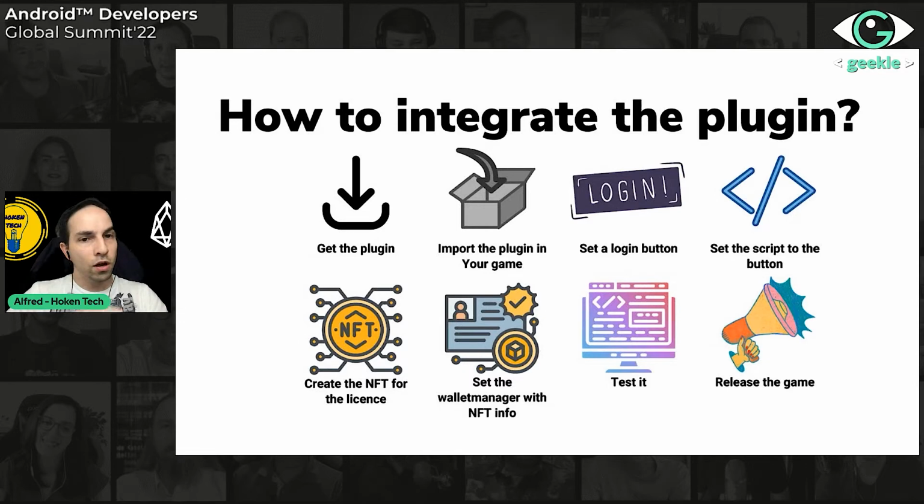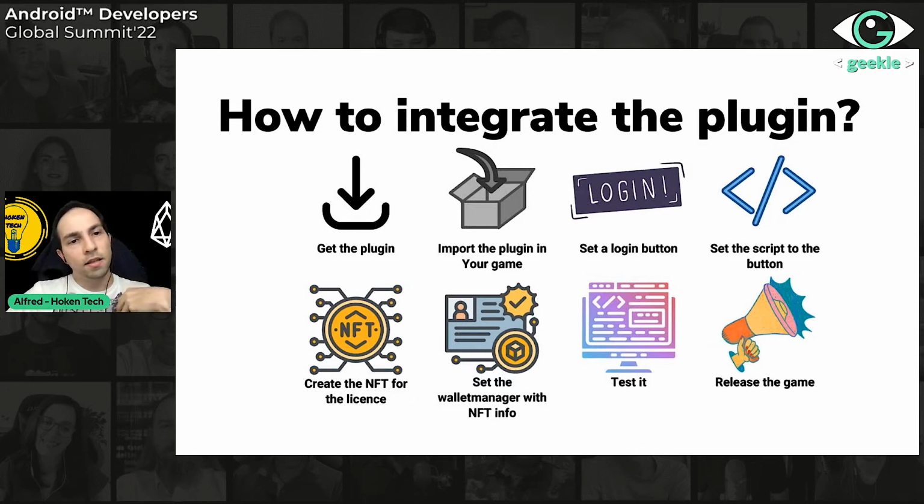Then when you import all the information of the plugin, which includes all the code, you just have to set a login button. So you traditionally have on the game a play button, option button, credits, and so on. You have to add another button, which is the login button. Set the script on the button, so that when the login button is clicked, the plugin loads the instructions. So it's an easy process. When we have set the first technical information on our application, then we have to create the NFTs for the license.